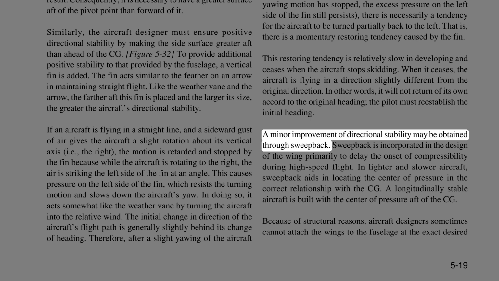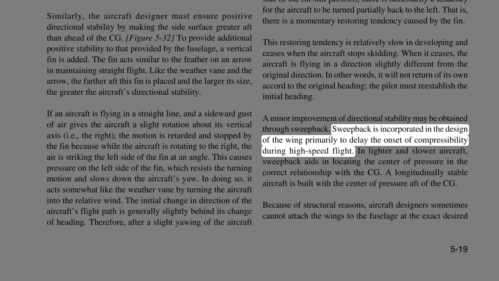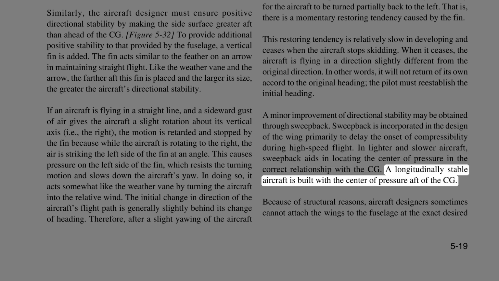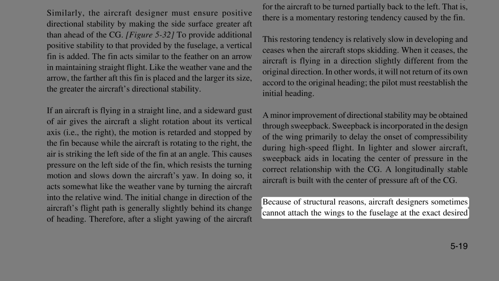A minor improvement of directional stability may be obtained through sweepback. Sweepback is incorporated in the design of the wing primarily to delay the onset of compressibility during high-speed flight. In lighter and slower aircraft, sweepback aids in locating the center of pressure in the correct relationship with the CG. A longitudinally stable aircraft is built with the center of pressure aft of the CG. Because of structural reasons, aircraft designers sometimes cannot attach the wings to the fuselage at the exact desired point.